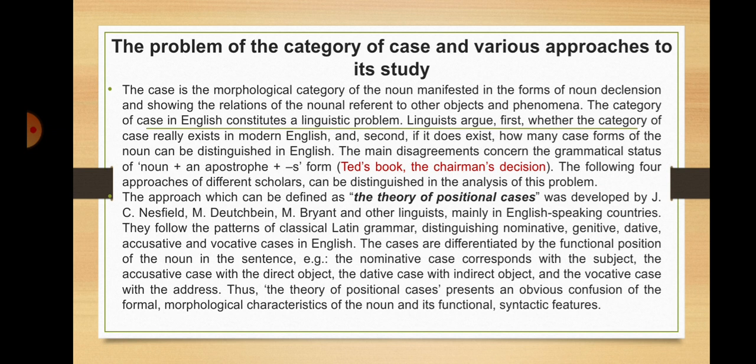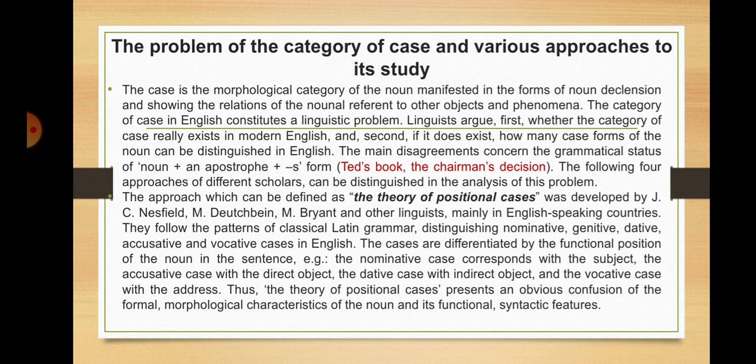The main disagreements concern the grammatical status of the noun plus apostrophe plus s form: the girl's book, the chairman's decision. The following four approaches of different scholars can be distinguished in the analysis of this problem. The approach, which can be defined as the theory of positional cases, was developed by Nesfield, Deutschbaum, Bryant, and other linguists, mainly in English-speaking countries. They follow the patterns of classical Latin grammar, distinguishing nominative, genitive, dative, accusative, and vocative cases in English. The cases are differentiated by the functional position of the noun in the sentence.